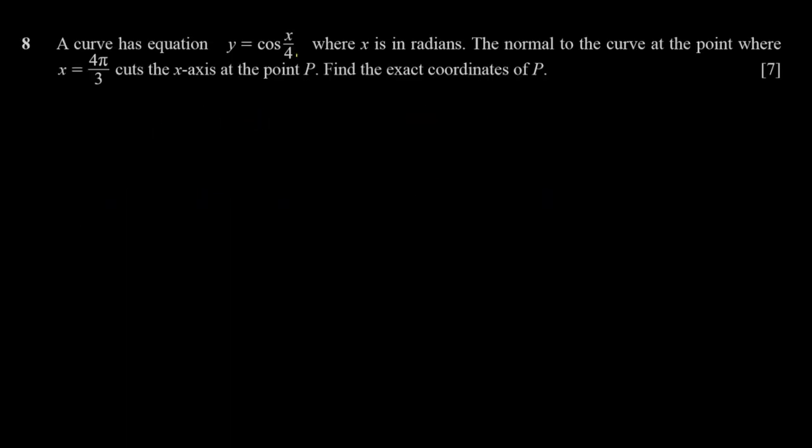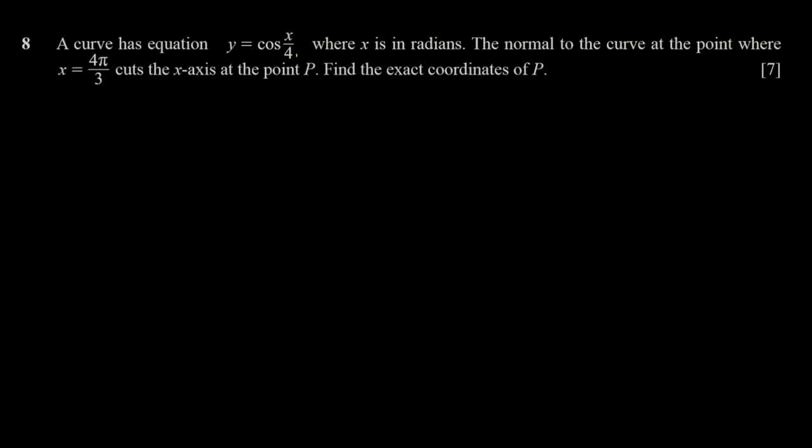All right, so here we are in question 8. We've got a curve with equation y equals cos a quarter x, where x is in radians. The normal to this curve at the point where x is equal to 4 pi upon 3 cuts the x-axis at the point P. We want to find the exact coordinates of P.